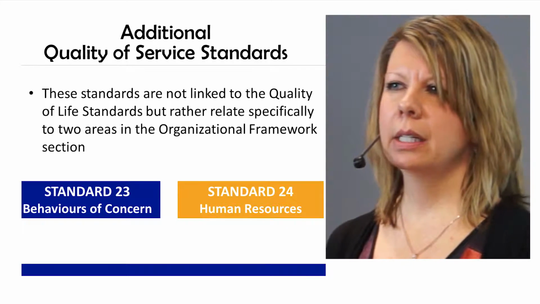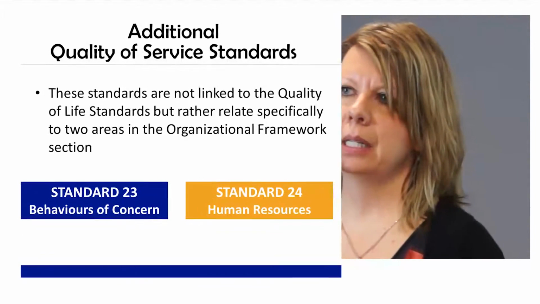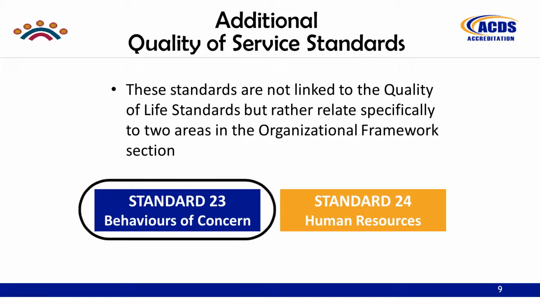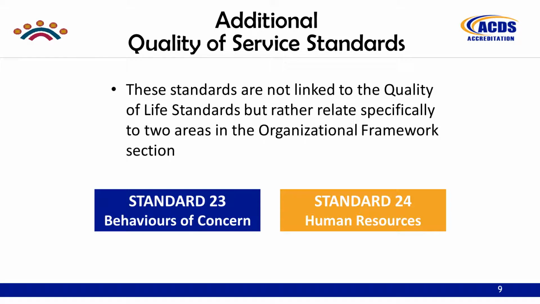When it comes to talking with the staff, we do have 2 additional standards that we speak to. The first is around behaviors of concern, and the second is around human resources. This specific information is not linked to the quality of life, but rather the organizational framework part, which I'm going to talk about in a minute. We want to see how the policies and procedures and information that is developed at the organizational or management level trickles down to the frontline staff.